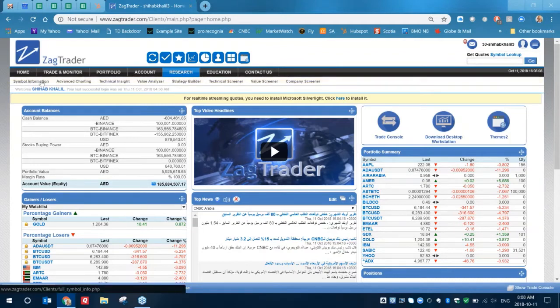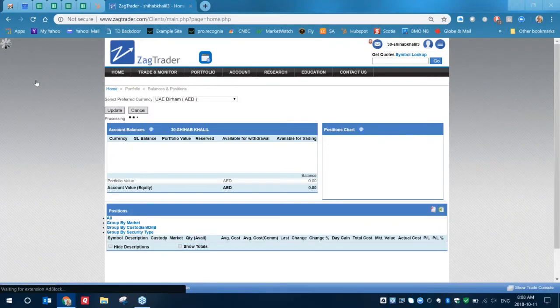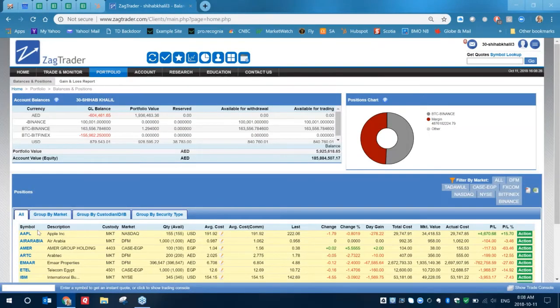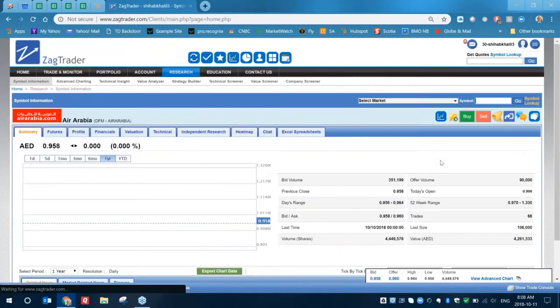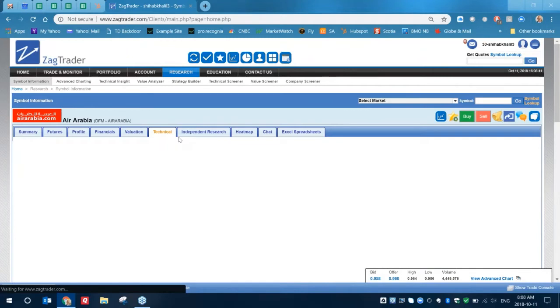on any one of the Recognia tools that's available: Technical Insight, Value Analyzer, Strategy Builder, our Technical Event Screener, or our Value Screener. And of course, the other place you can find us is if you have a portfolio in ZagTrader, you can look at your portfolio, and next to any one of your positions, if you were to click on one of those positions and bring up a chart for that particular stock, you can click on the tab that says Technicals, and this would bring up our technical analysis against that particular stock.